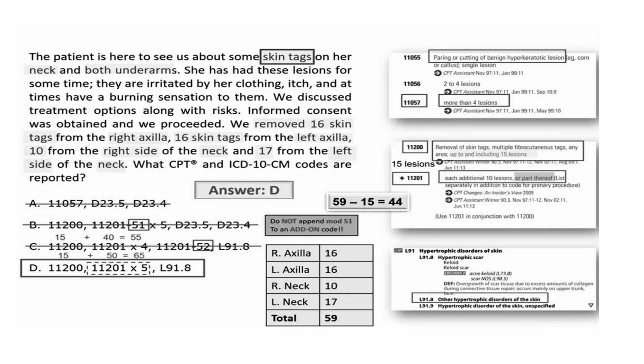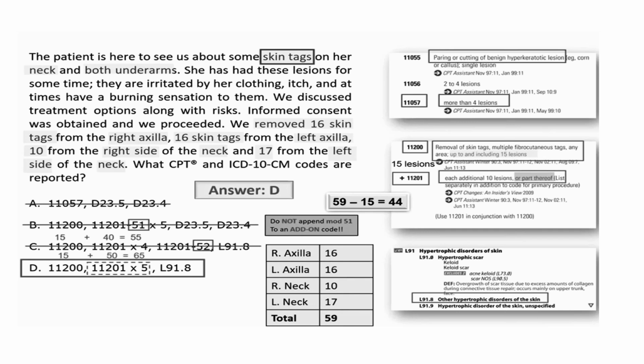What is the CPT code? So we are going to check what codes are available. Remember, for skin tags, when we remove them, we do not see the area, but we just see the number of tags that are removed. So let us see what the codes are.